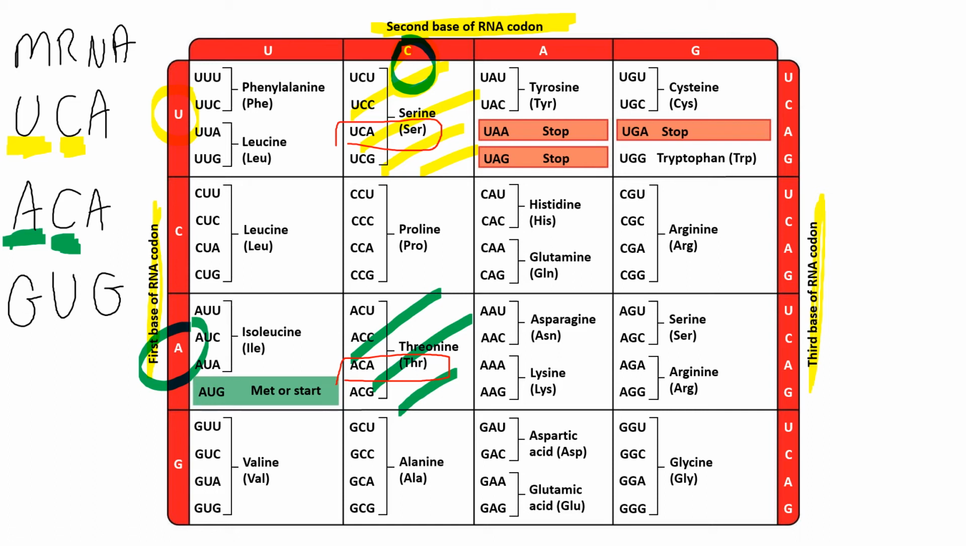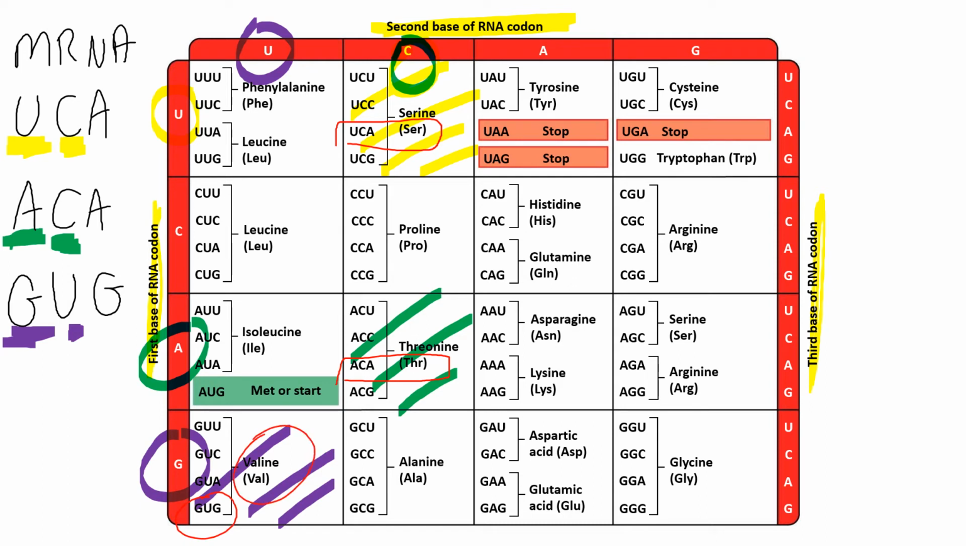Let's try another one. Let's say that your messenger RNA codon is GUG. So your first base is G. So here it is, G. So you try and find it. Your second base is a U. So U is over here. And so you would connect them. That means that you are in this block right there. So GUG, which is right here. Here is GUG, which means that it codes for the amino acid valine.